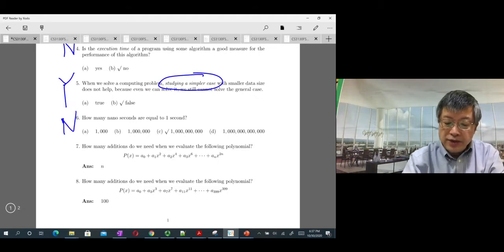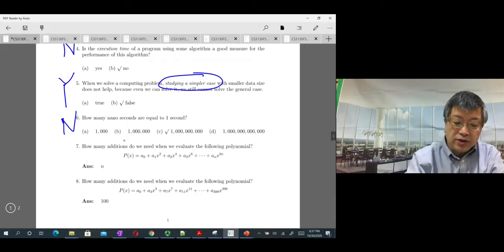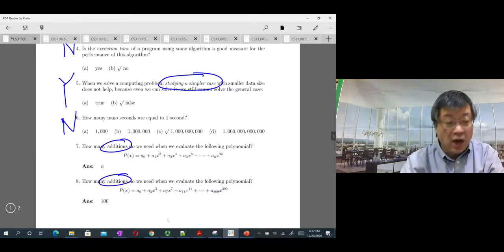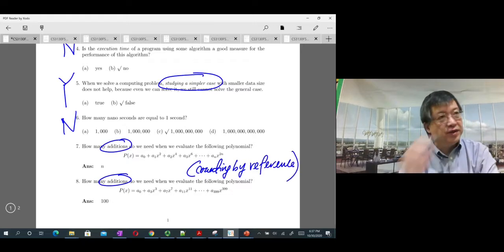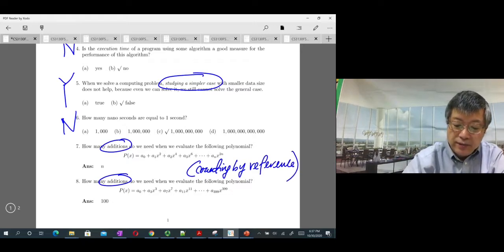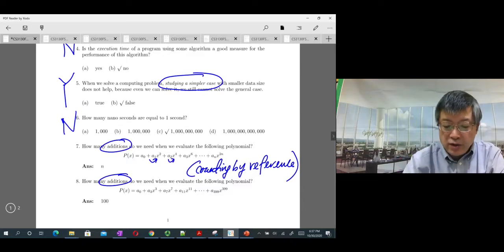Horner's rule. As I said, this is not Horner's rule. How many additions? Asking about additions, not multiplications. So that's checking counting by reference. Remember, there is a technique called counting by reference. You need to find a reference. Here, counting one addition corresponds to the A1, A2, that subscript as the reference.